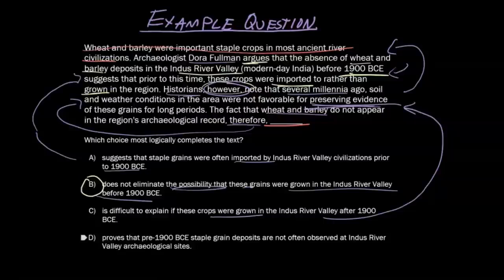D says it proves that pre-1900 BC staple grain deposits are not often observed in Indus River Valley archaeological sites. Well, we know this. We know that they can't really find anything because there's no way to preserve the evidence in the soil, right? We know this, but that's not related to this idea. This therefore connects to the however. Again, we're using transition words, right? And this idea here is not mentioning this fact. This was kind of the first part of the paragraph here. And that's all you need to know for your inferences.